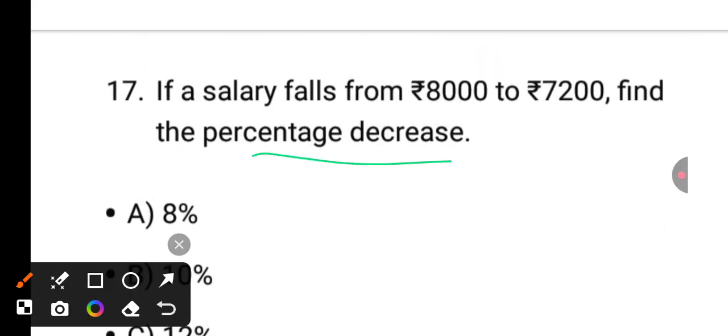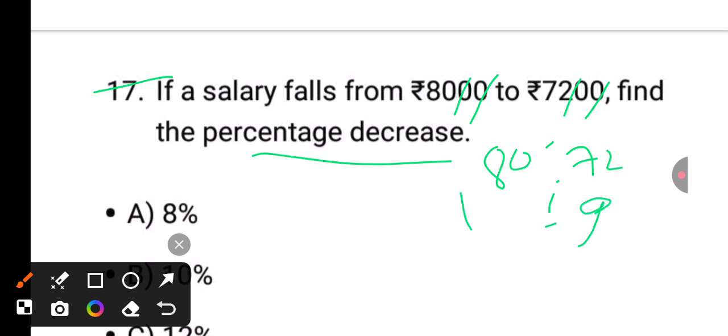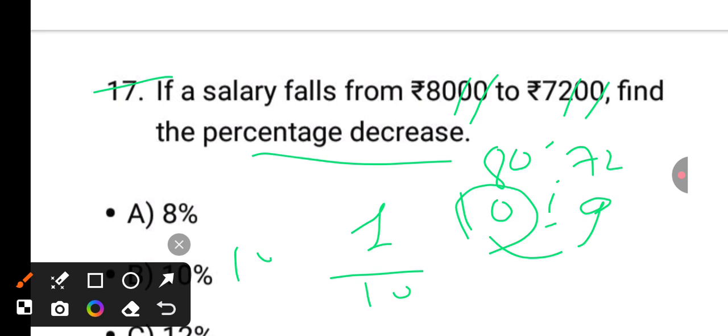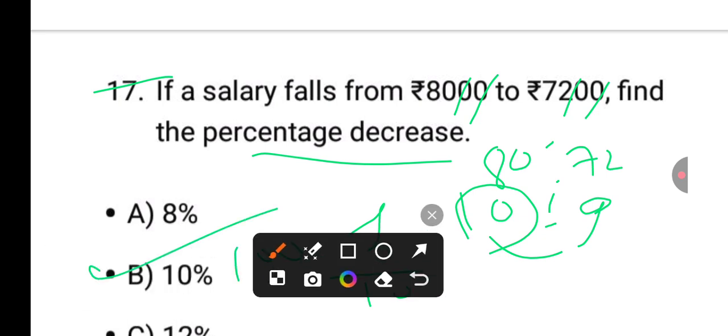Same question, but it is a decrease. See again, 220 cancel, 70 into 22. Okay, now it is 10 times 8, 9 times 10, ratio 9. Okay, see now percentage decrease. How much is it decreasing? 1, from where? 10 into 100. Again it is 10% decrease.